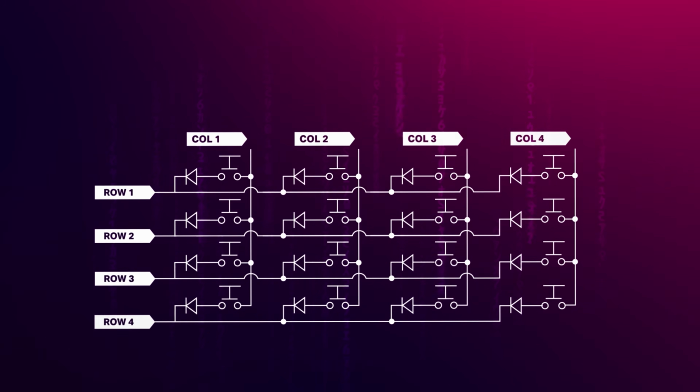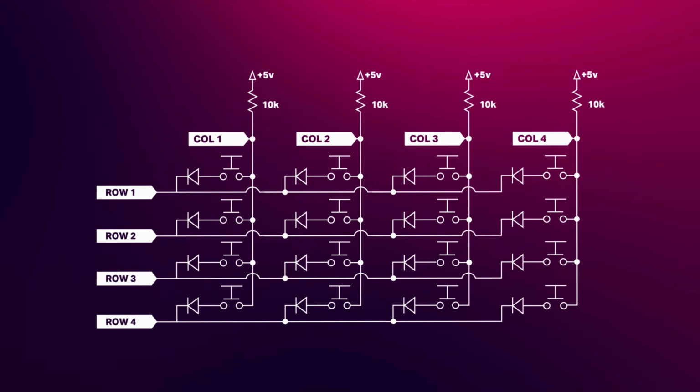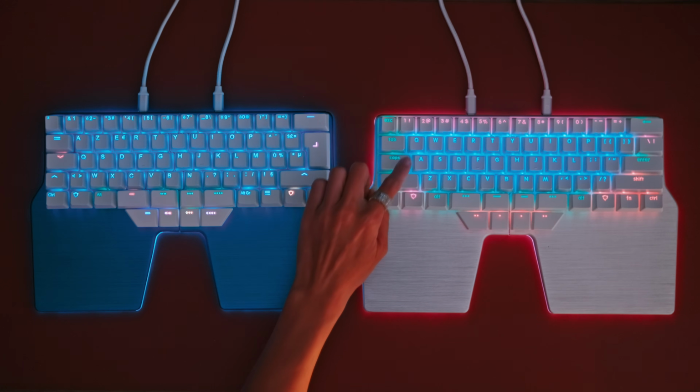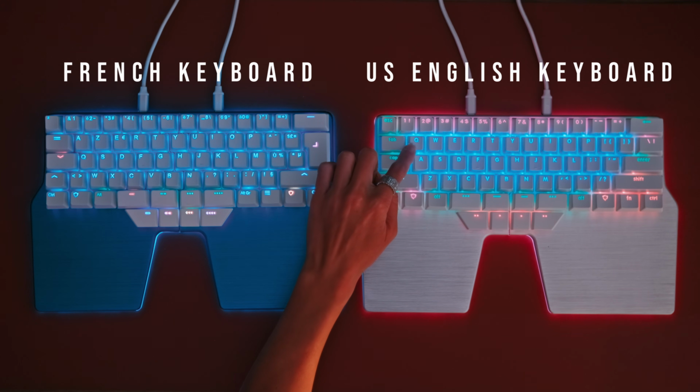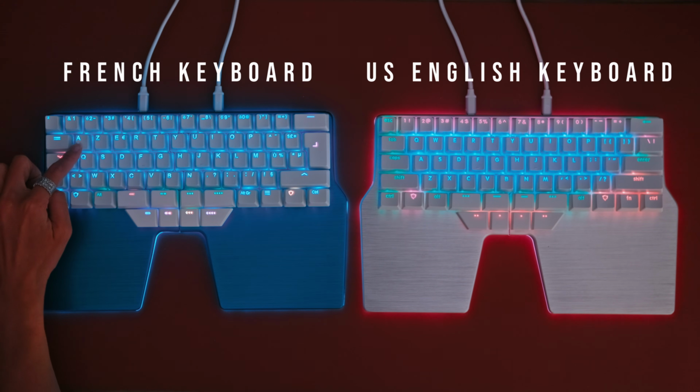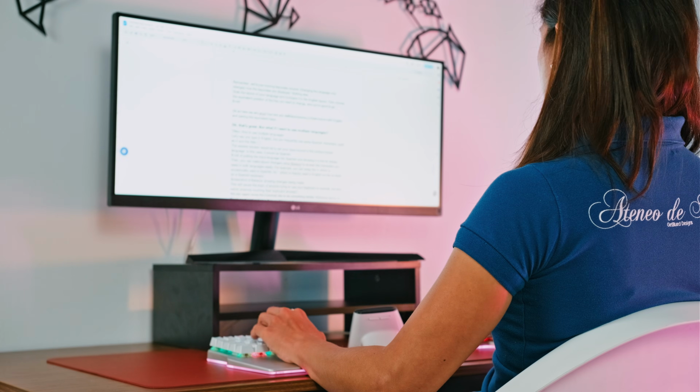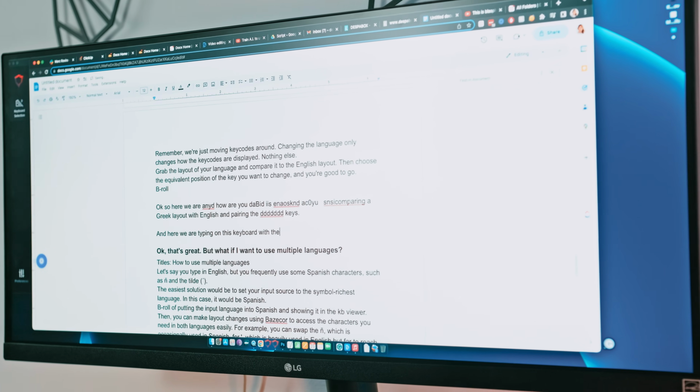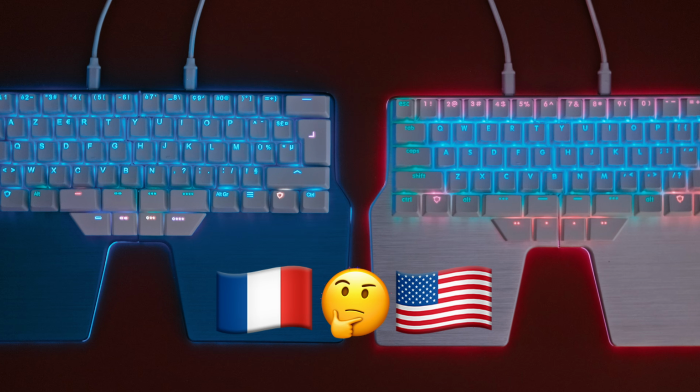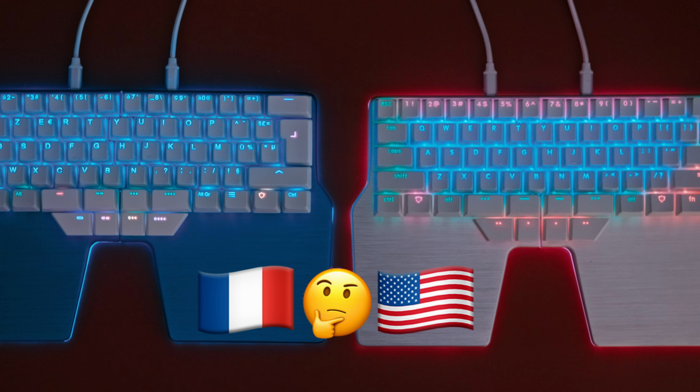A matrix is just a rectangular array of quantities or expressions in rows and columns. For example, this key, which is Q on an English keyboard or A on a French keyboard, has the key code 14 in the HID keyboard usage, which is the standard for all keyboards. That code allows the computer to know which key was pressed. But how does the computer know if you're using an English or French keyboard?